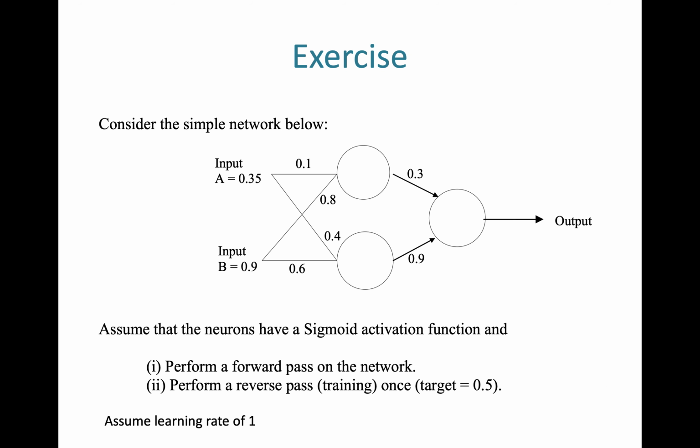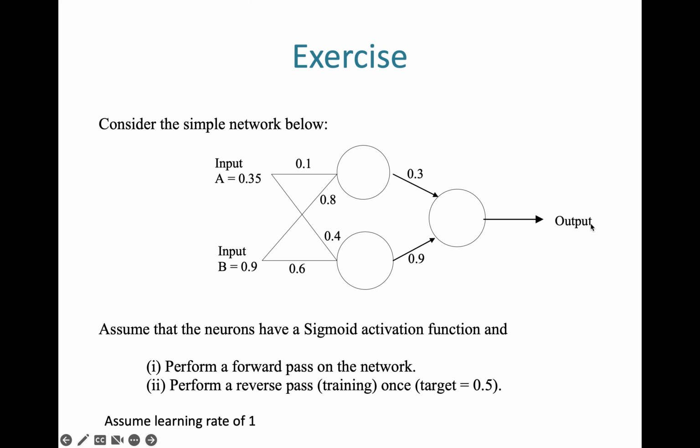I've prepared this exercise for you. This is a very simple network where you have these 3 neurons. And so you have these inputs together with the weights. 0.1, 0.8, 0.4, and 0.6 are the input weights to these neurons, and these are the input values. What I'm asking you to do is a forward pass, so basically put those values through the network and compute the output.